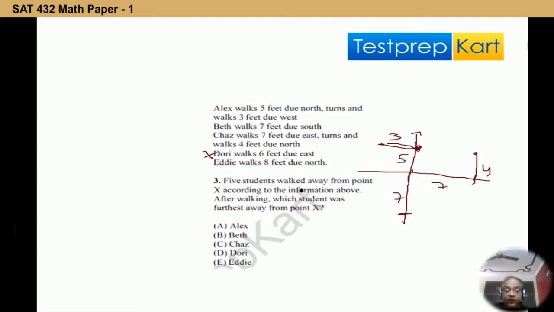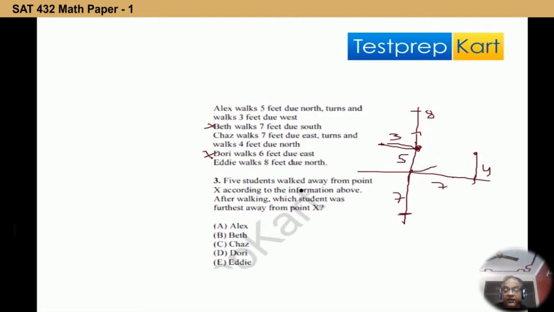Then Eddie walks 8 feet due north. So 8 feet due north means this side, 8 feet. Now again, because it's 8 feet, we can reject Beth also straight away. Just by inspection, one can see that this is less than 8. So we have already rejected Beth and Dory just by inspection. Now let's find out what are the other distances.